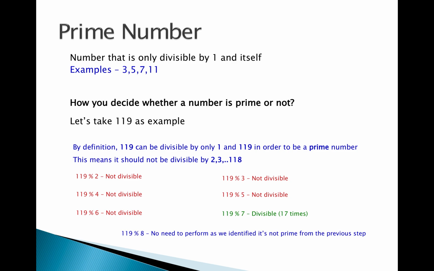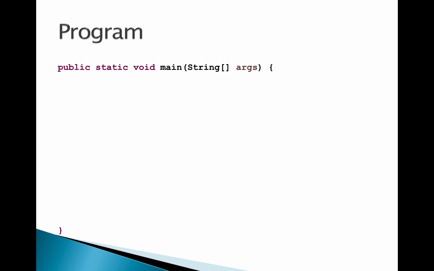Let's see how we can do this in a Java program. We have the main method, and let's take the same number 119, and we have a variable called num which is storing this value. Now we assume 119 to be a prime number, so I am saying boolean prime is equal to true. So I am assuming this to be a prime number. Now I am going to divide 119 by 2, right? So how will you write that in Java code? If num percentage 2 equal to 0. What do you mean by this?